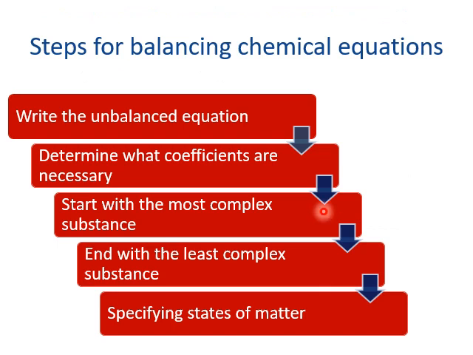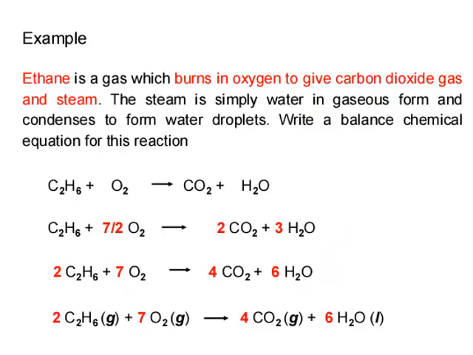So for the steps for balancing a chemical equation, we must know how to write the unbalanced equation. From the unbalanced equation, we determine the coefficients first, the moles. And then we start with the most complex substance and the least complex substance, and specify the state of matter. State is very important because you have to write down whether it is a solid with the acronym S, or liquid with L, or gas with G.